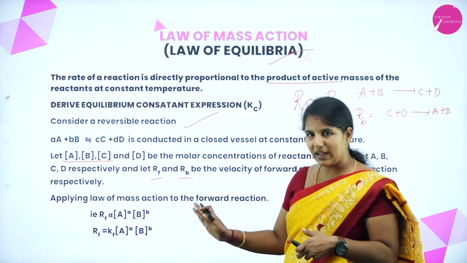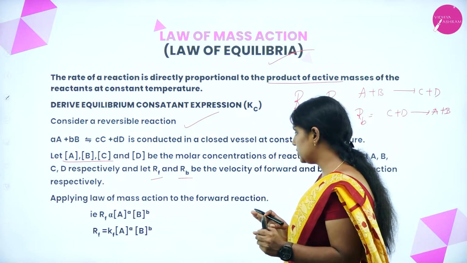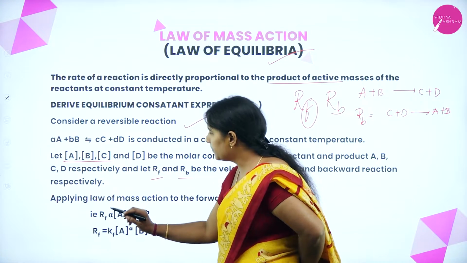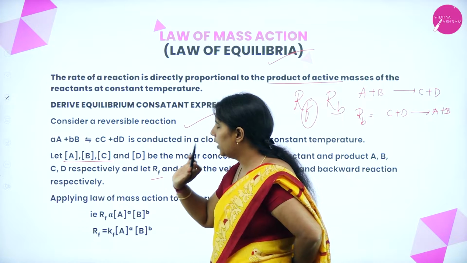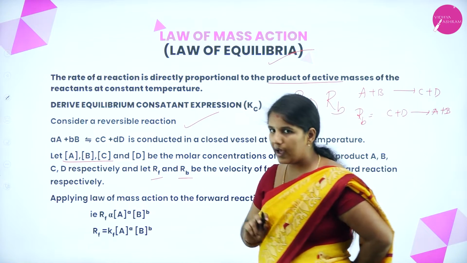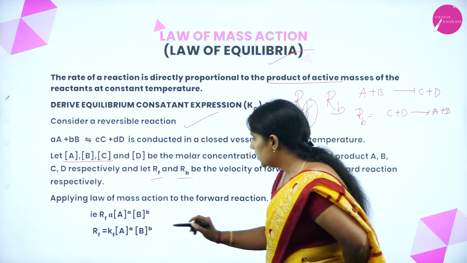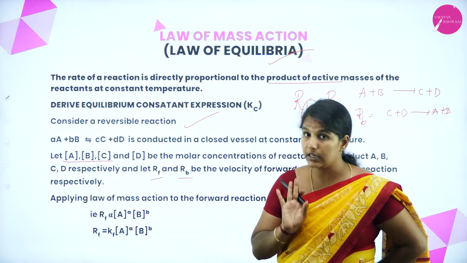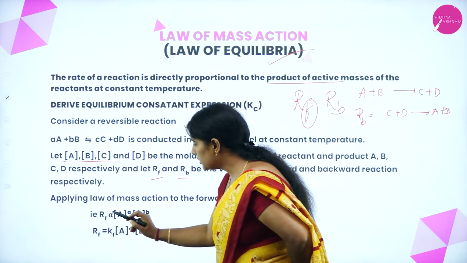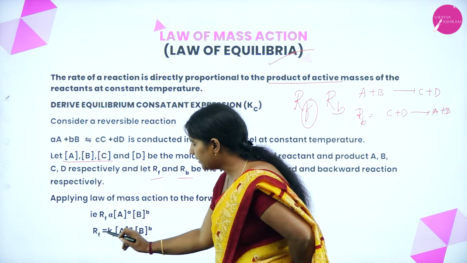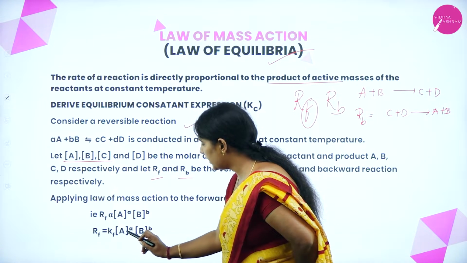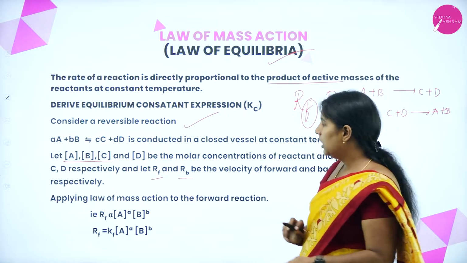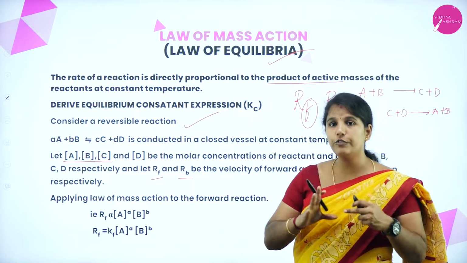Now, I'll apply the law of mass action to the above equation, that is, to the forward reaction first. Okay. So, Rf is directly proportional to the molar concentration of the reactant A raised to the power a into the molar concentration of the reactant B raised to the power b. What do this small a and small b stand for? Again, they are stoichiometric coefficients. They are nothing but numbers. Now, in order to remove the proportionality, I will put Rf is equal to Kf into the molar concentration of A raised to the power a into the molar concentration of B raised to the power b. Only I have applied the law of mass action for the forward reaction.